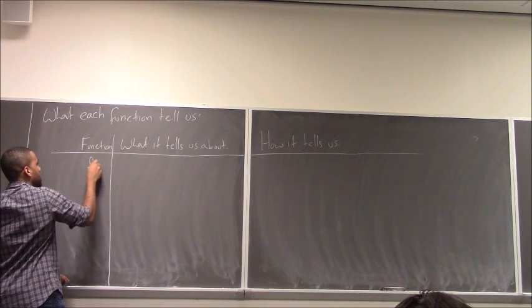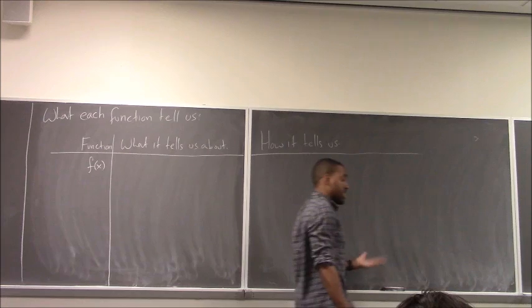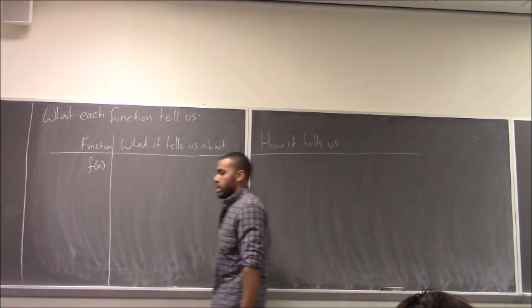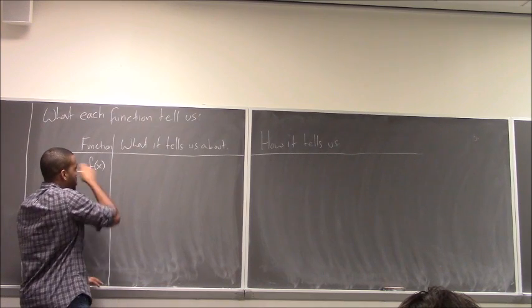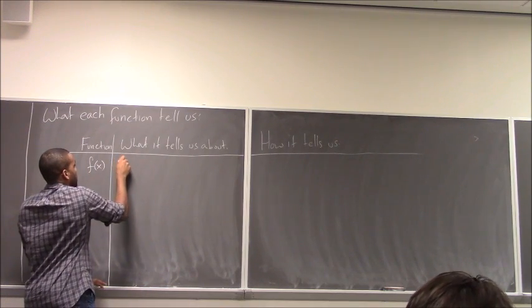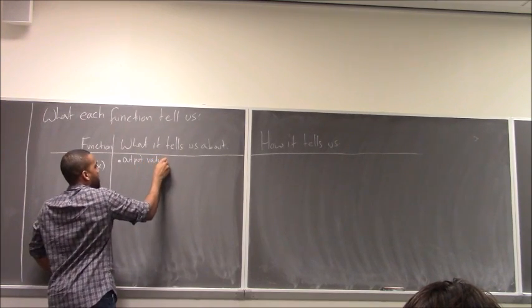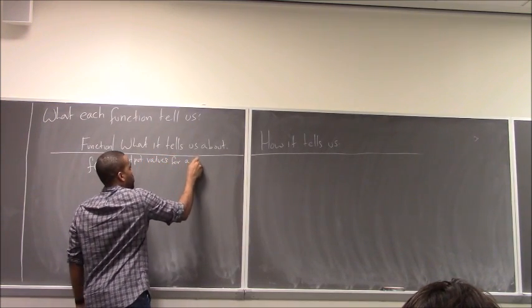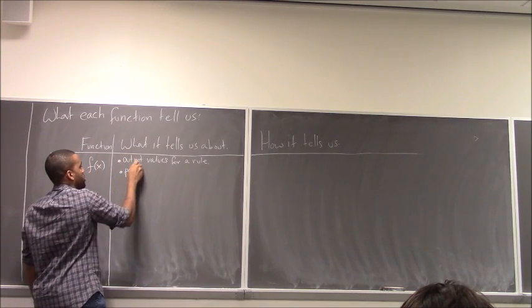So, say we have our function f of x. Nothing strange about that. We've been dealing with functions for a long time. We kind of know what they're all about. They give us output values for a specific rule. So this tells us about output values for a rule. It also gives us points on the graph.